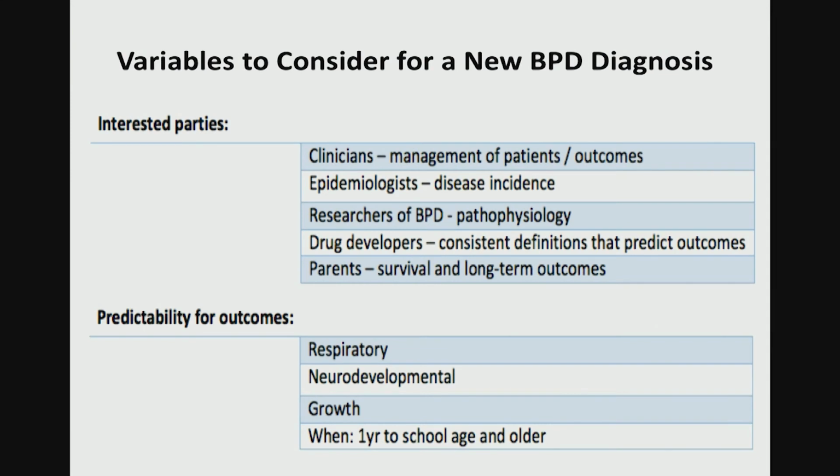And the interested parties are the clinicians who just want to manage the patient, the epidemiologists who want something really simple and reproducible, the researchers who want to know about the pathophysiology, the drug developers who want a consistent definition that can predict an outcome, and the parents. And the predictability of the outcome depends on what you're interested in. Are you interested in respiratory outcomes, neurodevelopment, growth, performance at school age? So it becomes really complicated to decide how to make a definition that will make very many people happy at the same time.